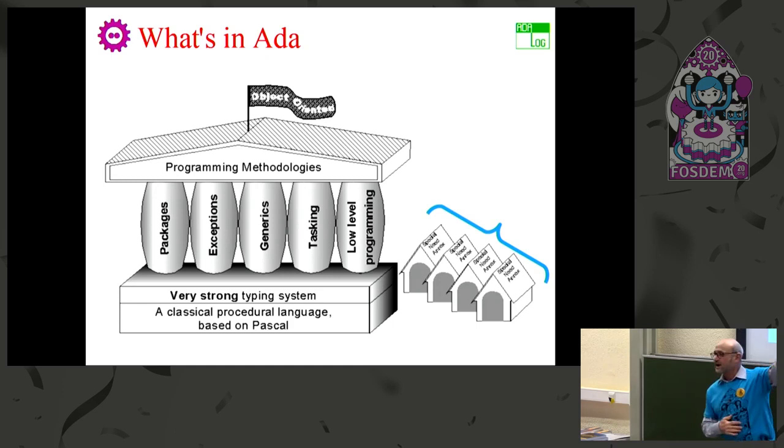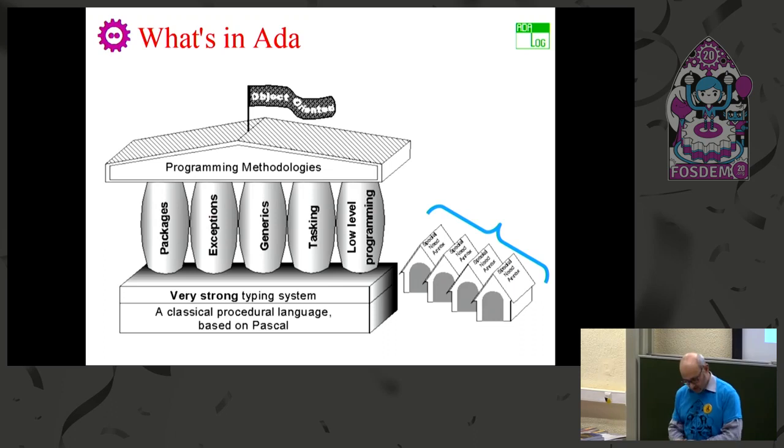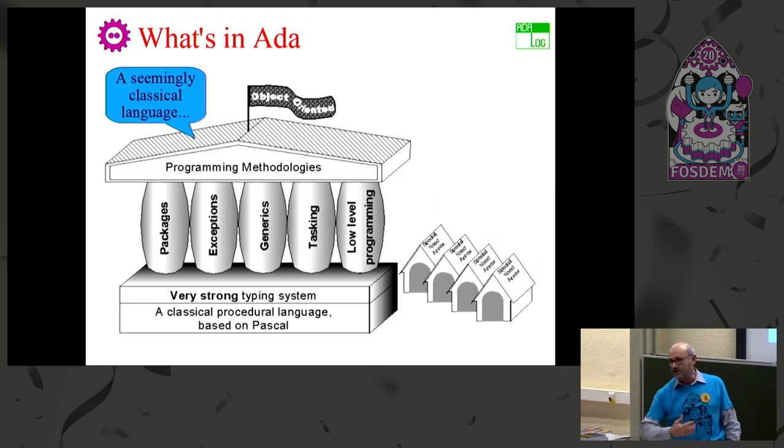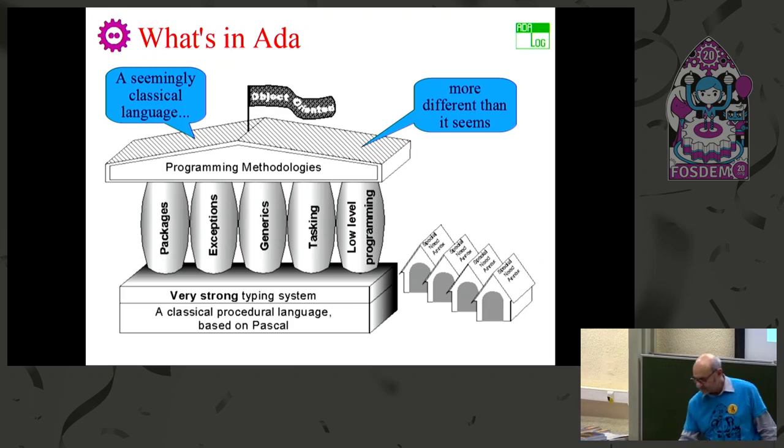So extra services that are not required from all compilers are put into the annexes for special purposes. I'll talk later about the distributed system annex. You have an annex for real-time systems, an annex for system programming, an annex for information systems, for numerics, and so on. So people who don't care for numerics do not need to bring in all the numeric stuff. That's what it means.